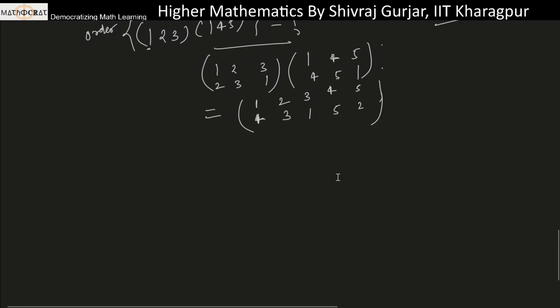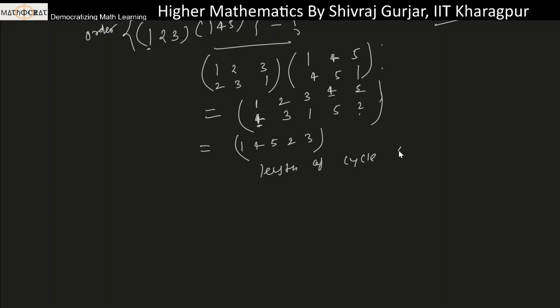So this can be put in cycle form now. If we take 1, then 1 gives 4, then 4 gives 5, and 5 gives 2, and 2 gives 3, and 3 gives 1. So the cycle is complete. So now the length of this cycle is 5. Okay, so the order of (1 2 3)(1 4 5) is 5. This is the answer. I hope आपको समझ में आया.